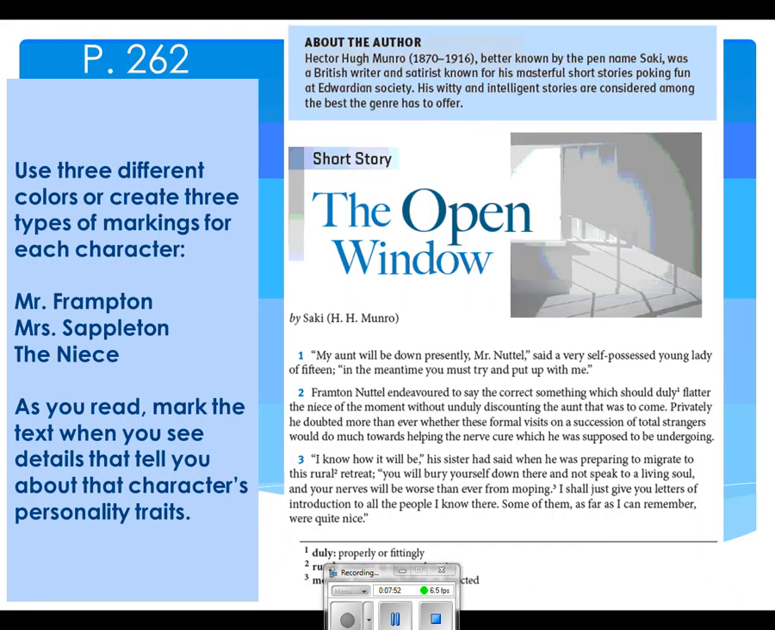And on page 262, in the My Notes column, I want you to make a key, just like that blue screen is saying. I want you to make a key for 3 distinct characters, and I want you to make 3 separate markings for each one. So we're going to have a mark for Mr. Frampton, which is actually Mr. Nuttall. I'm sorry, Frampton is his first name. It's Mr. Nuttall. We're going to have a mark for Mrs. Stapleton and a mark for the niece. So maybe you have a circle, a square, and a star, or maybe you have 3 different highlighters.